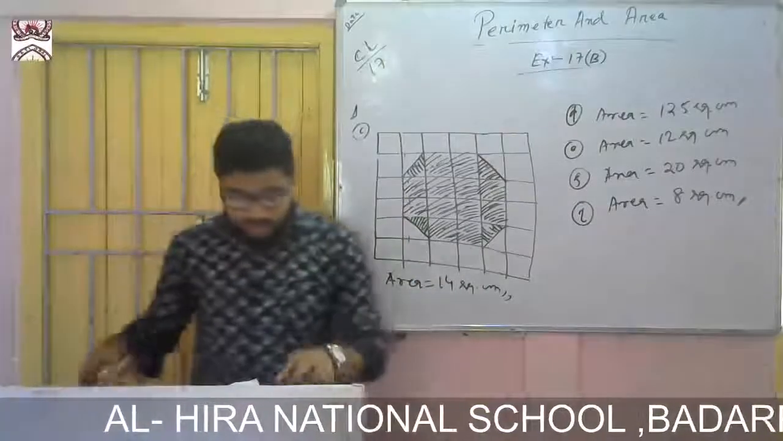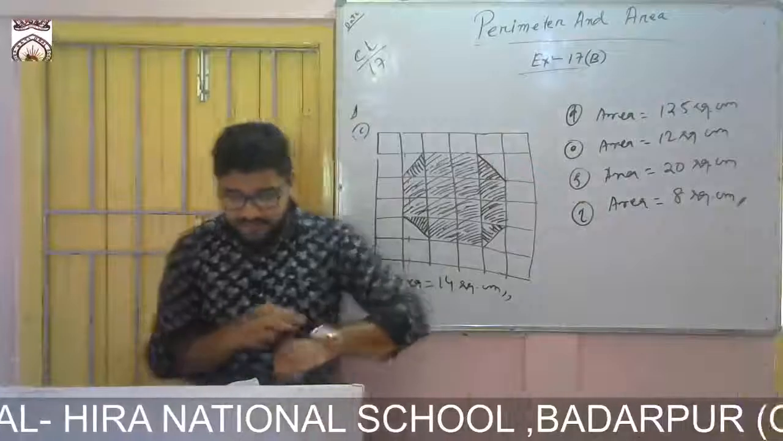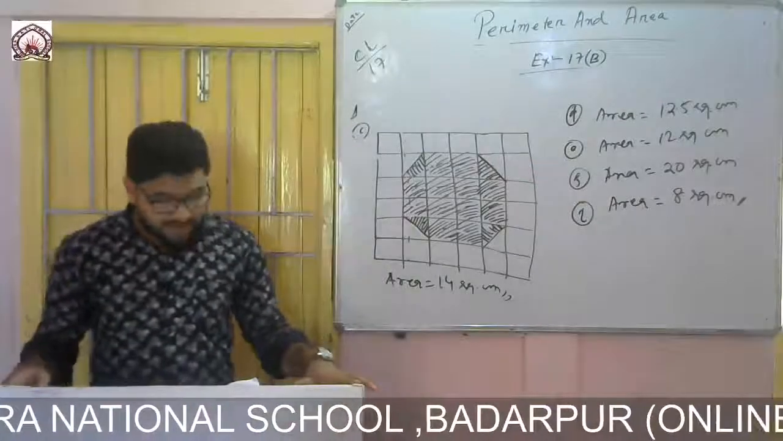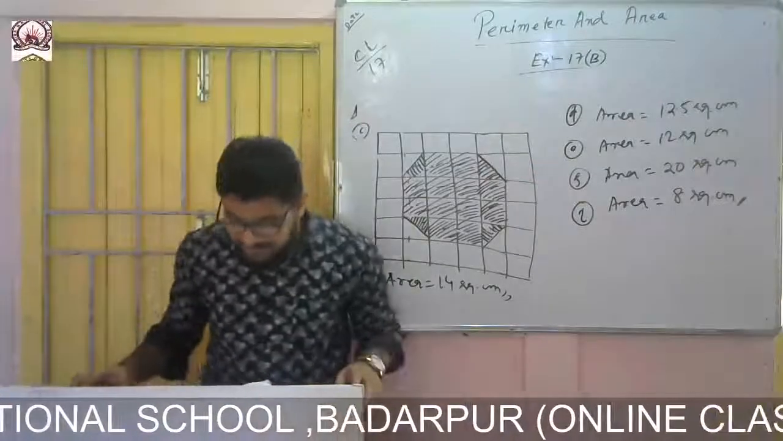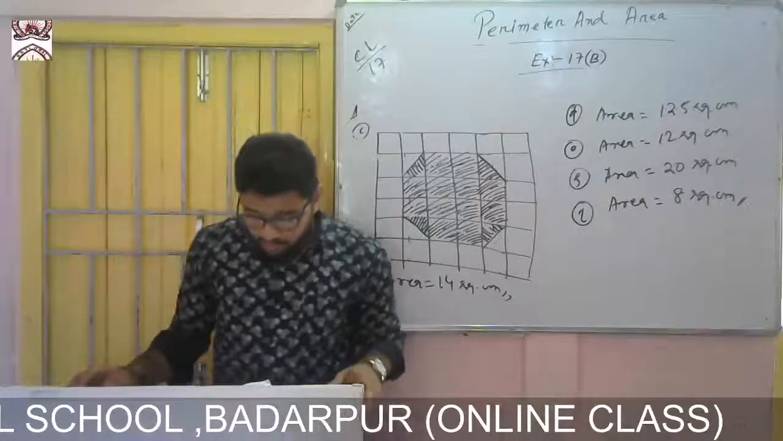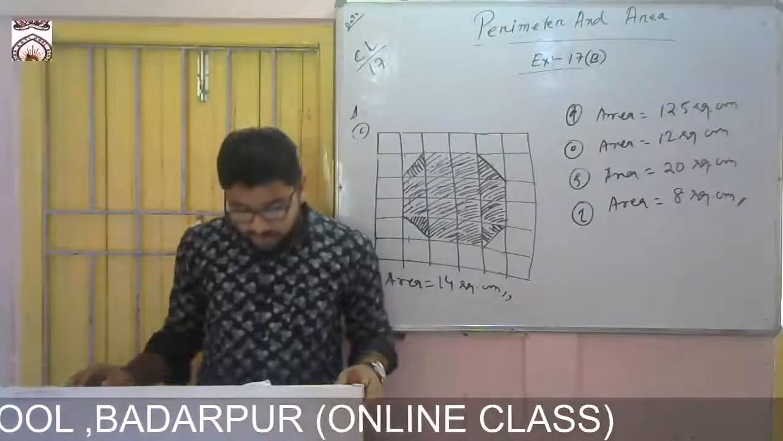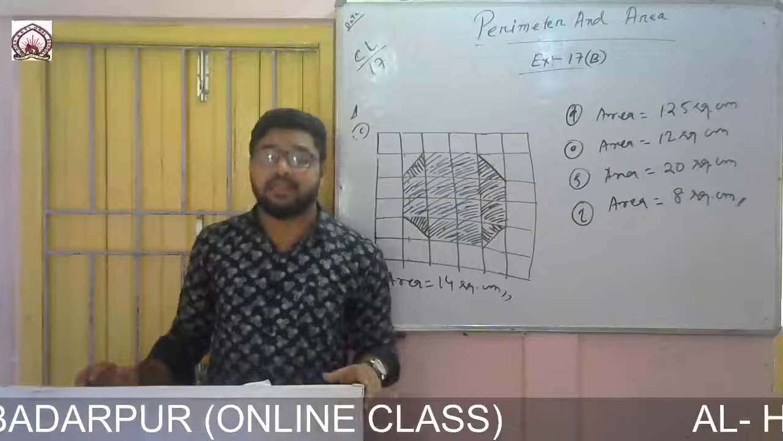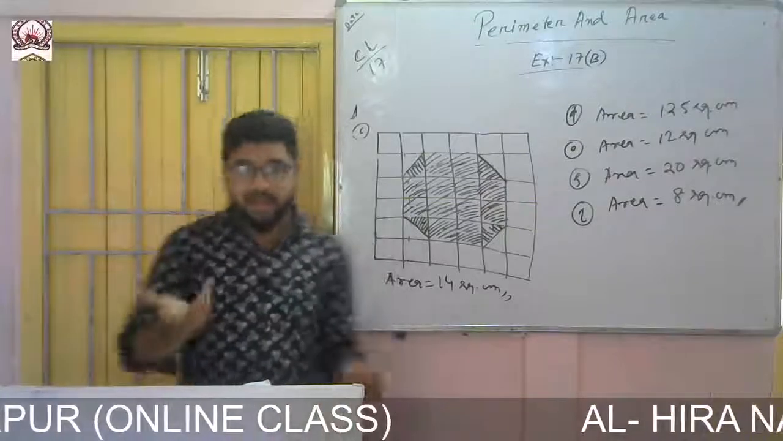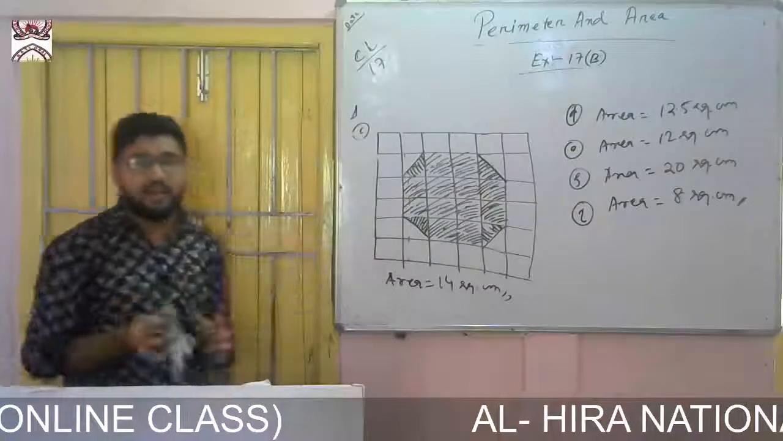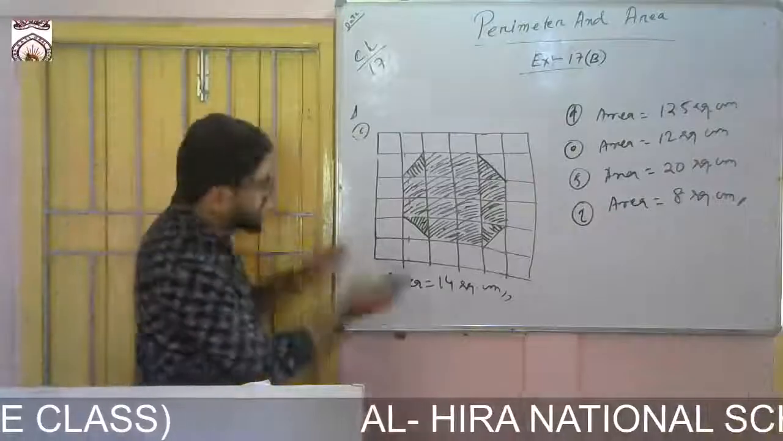Then come to question number 2. Fill in the blanks for rectangles. Area given, length given, breadth given. We need to find area, length and breadth given. That means we shall multiply length and breadth, then we'll get the answer. So write.